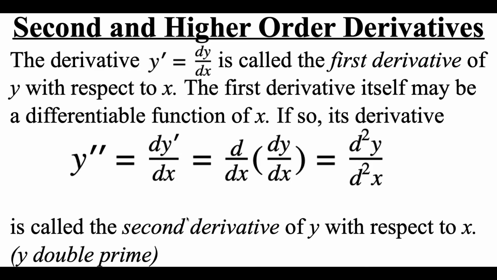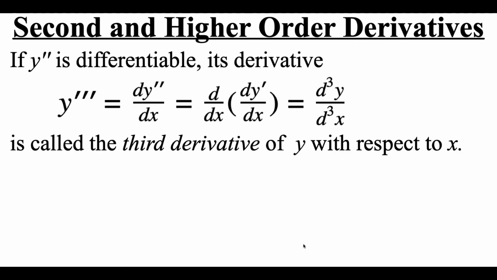This is called the second derivative of y with respect to x, or we can call it y double prime. And sometimes even beyond that, that second derivative is also differentiable. Then its derivative would be the third derivative of y with respect to x, or we could call this y triple prime. And this process continues. For certain functions, you can take higher and higher derivatives. It just depends on what function you're dealing with.